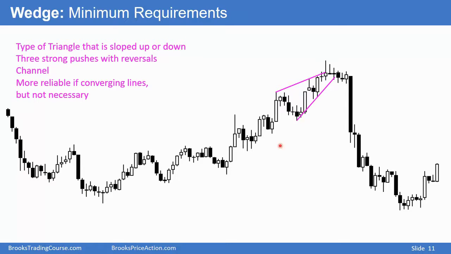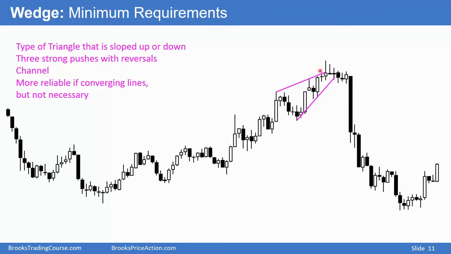Remember, a wedge is simply a triangle that is sloped up or down, and a triangle has 3 pushes up or down. As soon as I see 3 pushes, here up, 1, pullback, 2, pullback, 3, I think this might be a wedge top, and there's a higher probability of a reversal if the lines are converging, as they are here. There are always multiple ways to draw patterns.